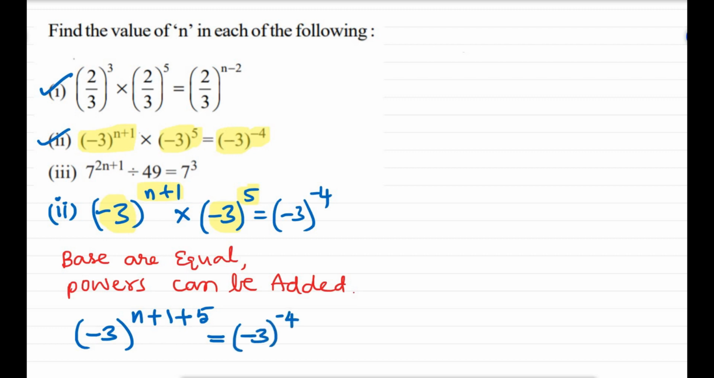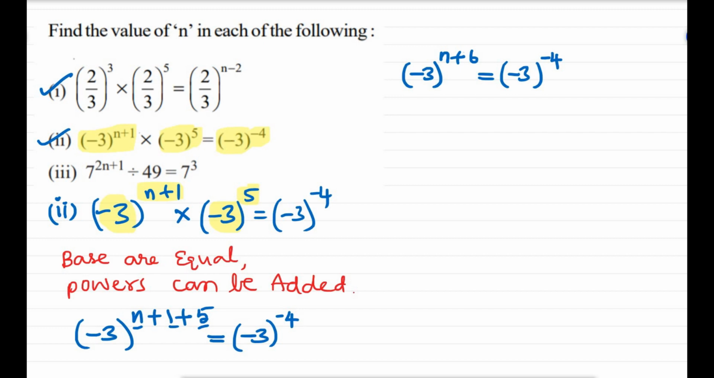So now simplify the LHS. That is equal to (−3) whole to the power of what you are left with, n, 1 plus 5 is 6. So n plus 6 is equal to (−3) whole to the power of −4.